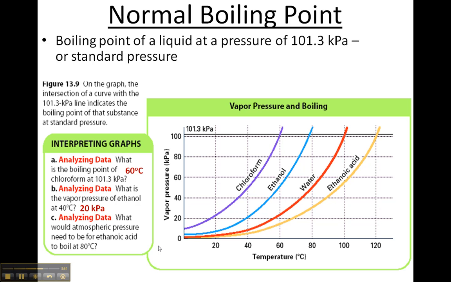And then the last question, what would atmospheric pressure need to be for ethanoic acid to boil at 80 degrees Celsius? Well, if we have 80 degrees Celsius, boiling is when the atmospheric pressure is equal to the vapor pressure. So if we have 80 degrees Celsius right here, then for ethanoic acid, that is at 30 kPa. So in order for it to boil, the vapor pressure must equal the atmospheric pressure. So your answer is going to be 30 kPa.